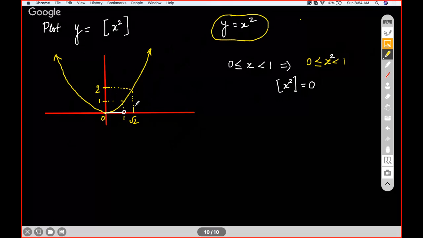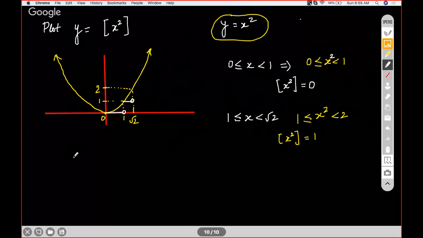Now see here. In this part of the graph, when you are between 1 and root 2, your x square actually happens to lie between 1 and 2, right? So when you are in this zone, your y is between 1 to 2. So what will be the GIF of the function which is lying between 1 to 2? Won't it be just 1? Any value between 1 and 2, not including 2. So can I say this part over here will be at 1, like this. Again, there would be a hole at 2 over here.